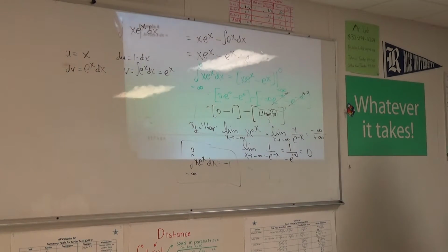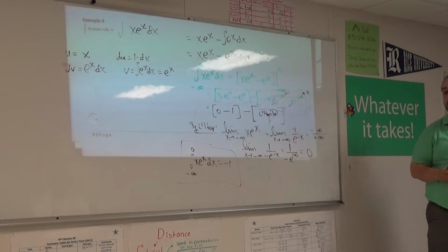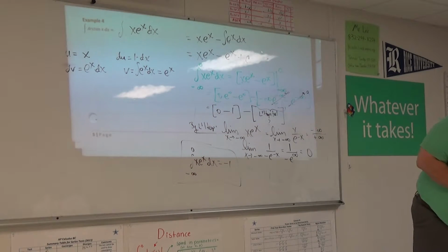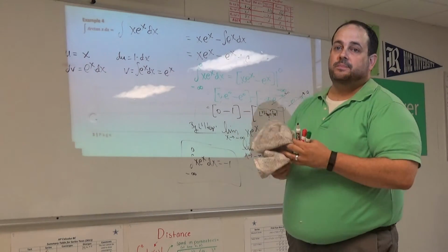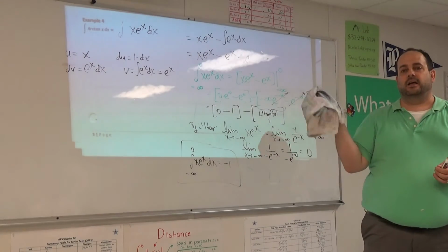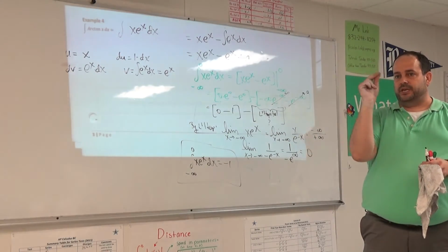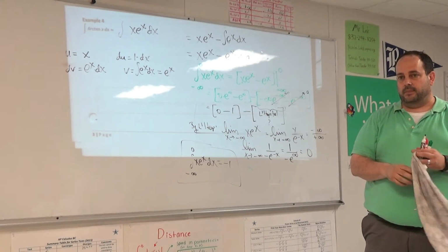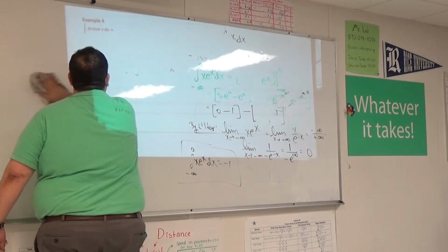Is 1 over 0 an indeterminate form? 1 over 0 is not an indeterminate form. The denominator gets close to 0, numerator stays 1.